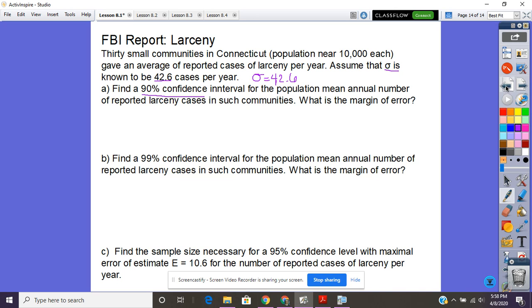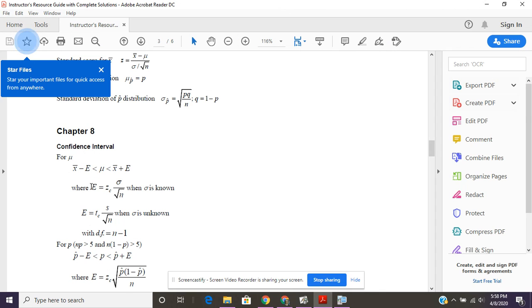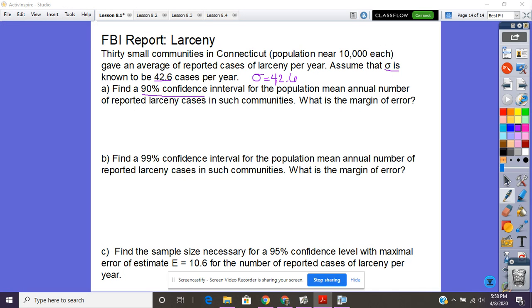To be able to find that confidence interval, we need to know that margin of error. So I'm going to pull this back over here real fast. Here's our formula for that, and this is going to be our margin of error. We have to know that before we can find the interval. So our margin of error formula is E equals our critical value times sigma over the square root of n. We have to figure out some different things here. 30 small communities, so that's going to tell us our n. Here's our sigma. The Z_C is what we need to find now.